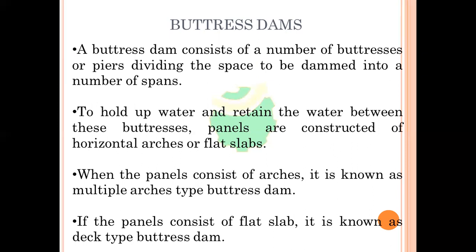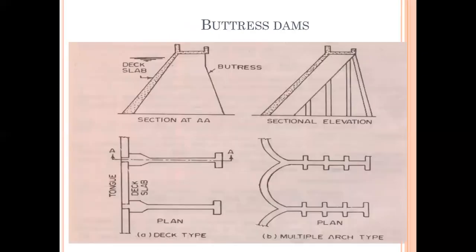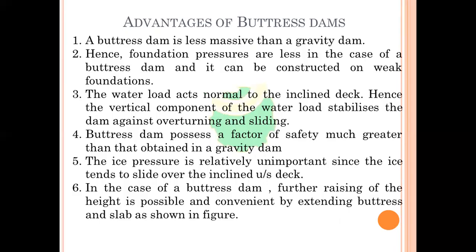To hold up water and retain the water between these buttresses, panels are constructed of horizontal arcs or flat slabs. When the panels consist of arcs, it is known as multiple arcs type buttress dam. If the panels consist of flat slab, it is known as deck type buttress dam. So you can see the buttress actions, sectional elevation and deck type and multiple arc type. So these are the different types of buttress dams.